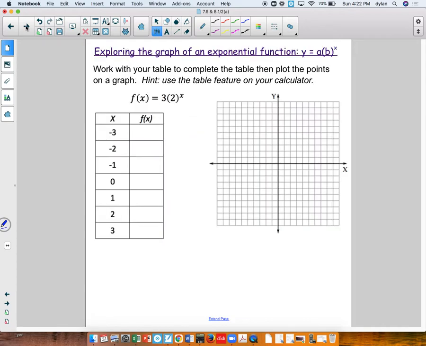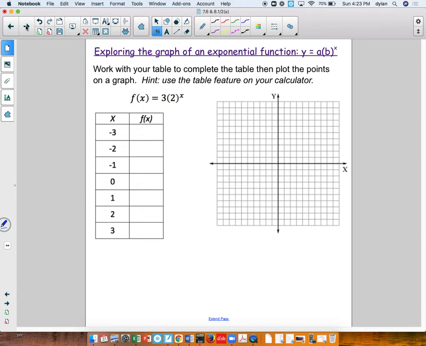We're going to review by just looking at the function f of x equals 3 times 2 to the x. And the easiest way to kind of just generalize the shape of this is to make a table of values from -3 to 3, plot them, and sketch the graph. So you might want to make this table in your notes as well. I'll fill it out here.